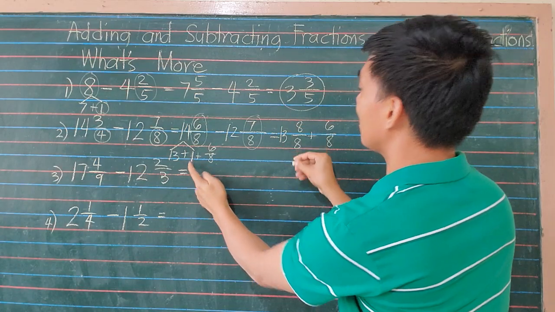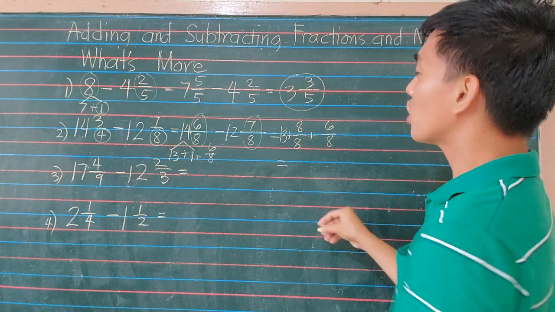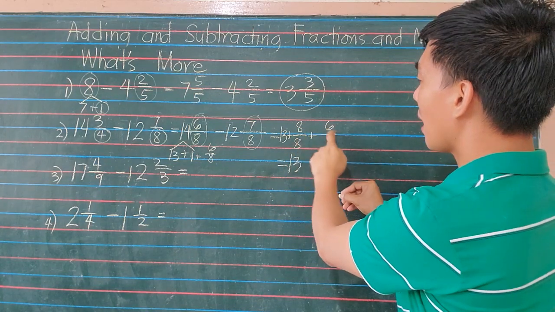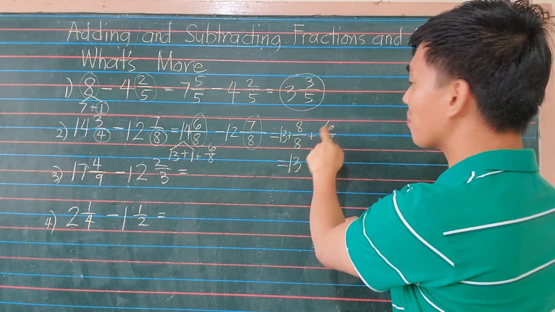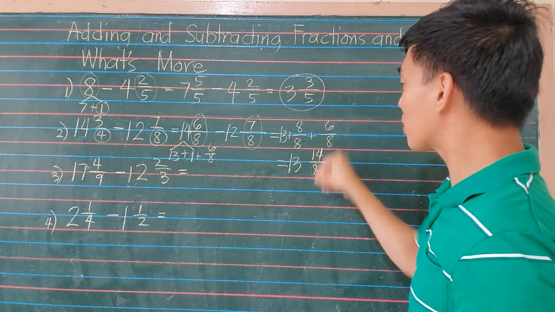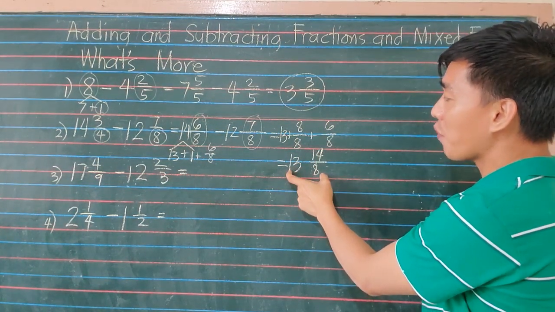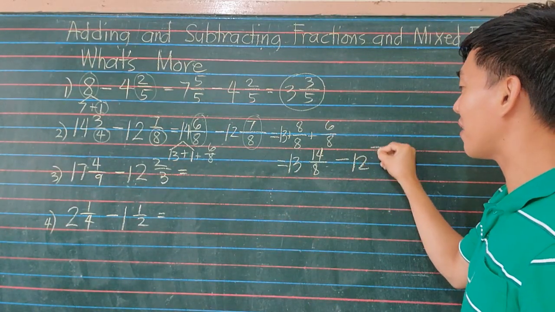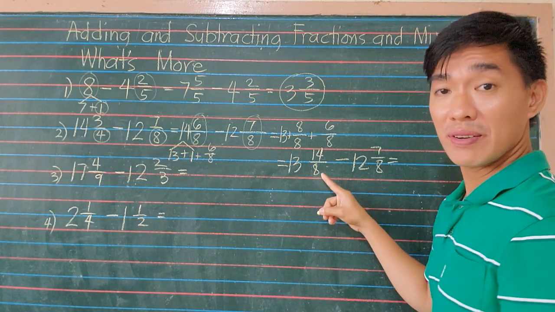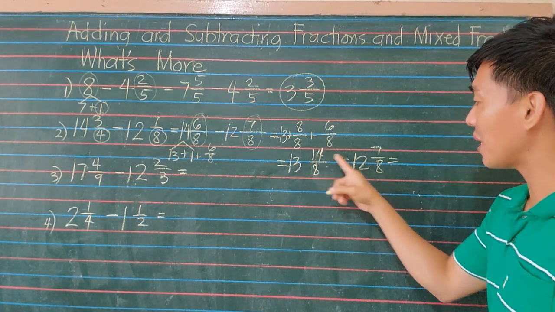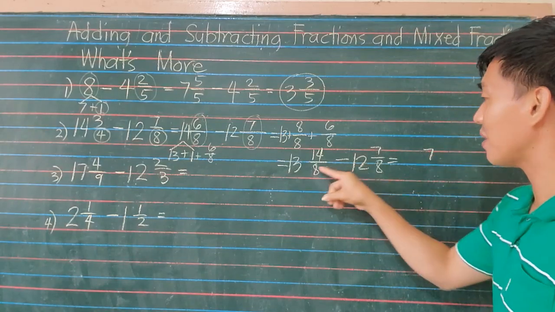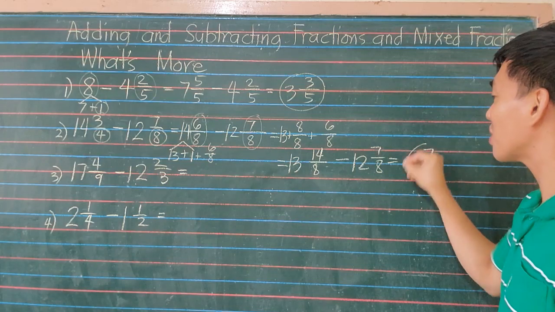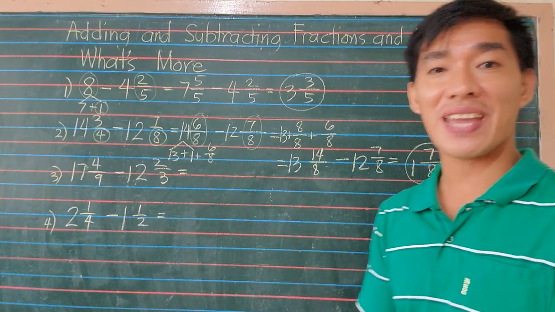Okay? Then 13. So, ano mangyayari? So, that will give us 13. If we will combine them, copy the common denominator 8, and 8 plus 6 is equal to 14. So, 13 and 14/8, pwede na natin kunan ng 12 and 7/8. So, with that, 14 minus 7 is 7. Copy the denominator 8, then subtract the whole numbers. So, the correct answer is 1 and 7/8 po.